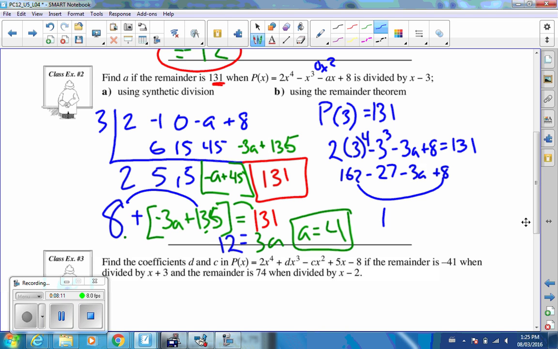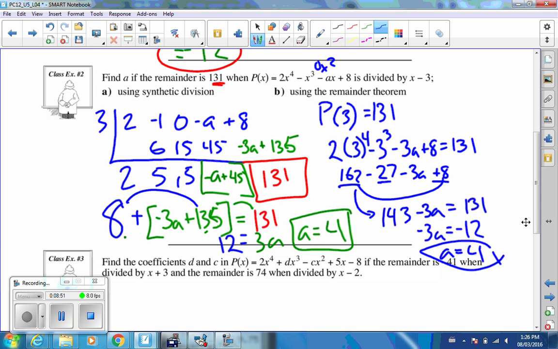Holy cow. Okay, 170 minus 27. 143. There we go. I didn't bring that 131 over. Let's do that. Anyway, so those three like terms together made my 143. Now I bring this over, -3a equals -12, a equals 4.